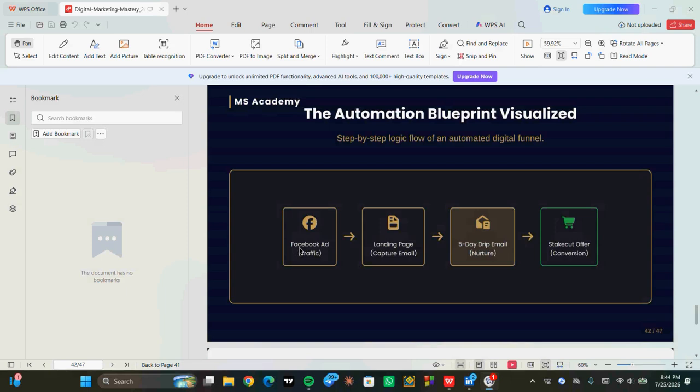After you've gotten the email of the consumer and successfully redirected the customer to your website, that is where stage three comes in: the 5-day drip email. That's the nurture. Now what does this mean?